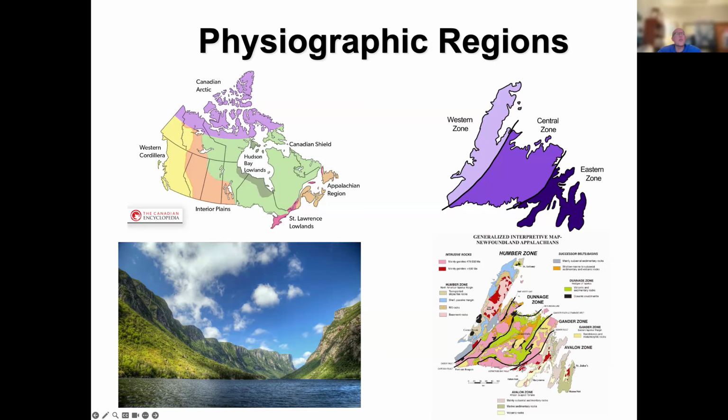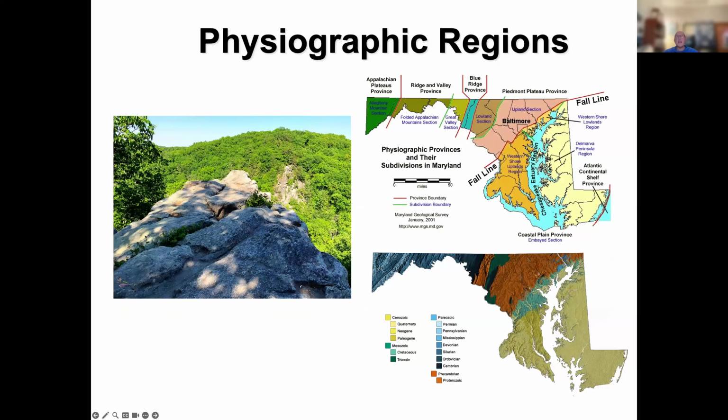On the left is a photograph from the western zone, and some of you may have been there. That's a gorgeous fjord in a UNESCO site called Gros Morne National Park, which is in that Laurentian realm. All right. If we move down to something more familiar to us, Maryland, I suspect everybody in this room has seen that upper right diagram many times, so I won't dwell too much on it.